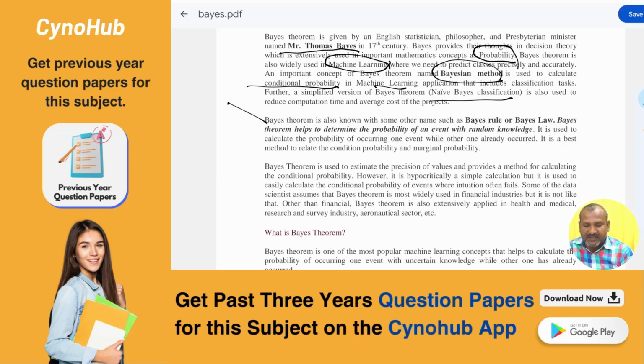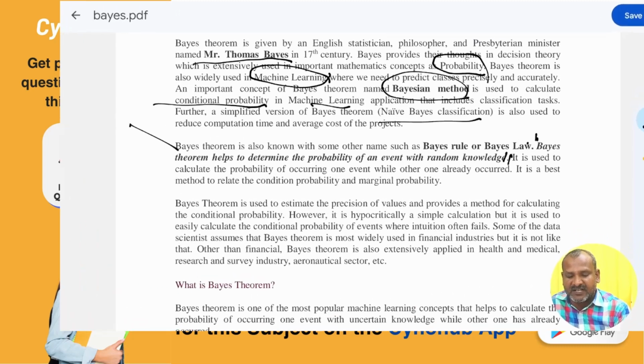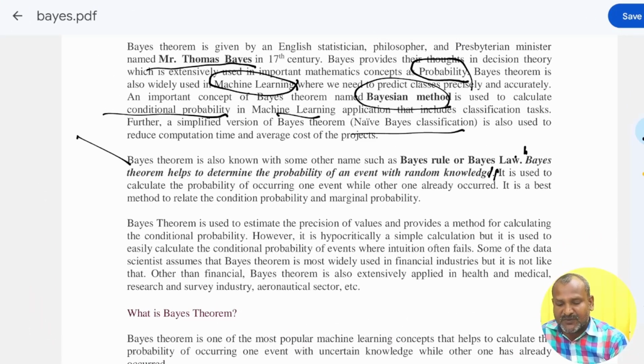Bayes theorem helps to determine the probability of an event with random knowledge. Okay, this is the standard definition for Bayes theorem. It is used to calculate the probability of one event occurring while the other one has already occurred. It is the best method to relate conditional probability and marginal probability. Specifically for the situation of conditional probability and marginal probability, this algorithm works. This algorithm is the best fit for that type of condition.